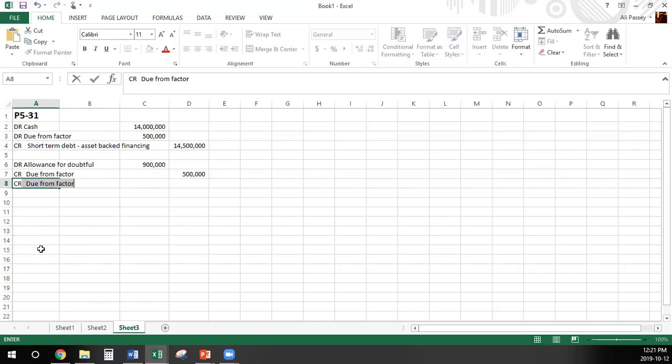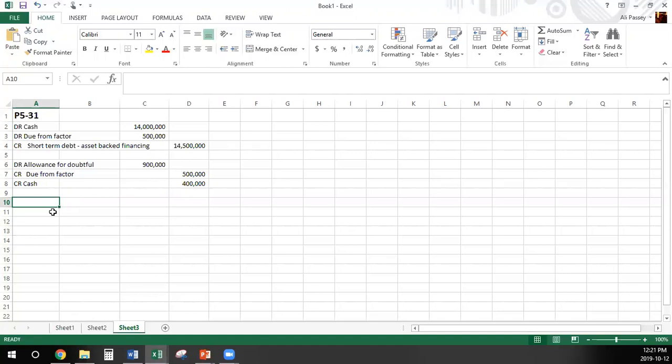And they would also need to record the additional amount that they owe to the factor. So in this case, because 900,000 were not received and only 500,000 was receivable from the factor, they would still owe the factor another $400,000. So that would be paid in cash or like AP or something. But for the purposes of this, we'll say it's cash.